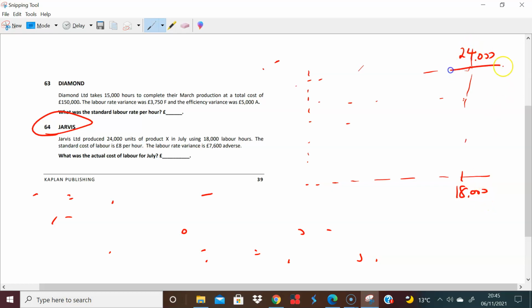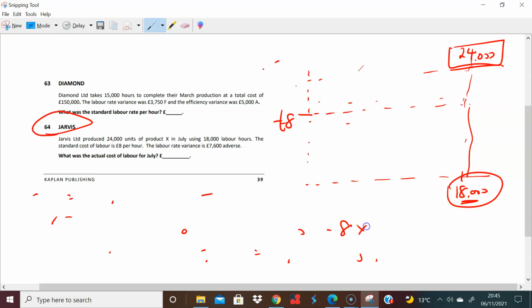So that's the output. The standard cost of labor is £8. So the standard, right? So I should use £8 an hour. I'm all about the inputs, right? I'm just putting that information there of 24,000 units. You should have spent on your 18,000 hours, if you want to look at it that way. You should have spent 8 times 18,000, and that's 144,000.